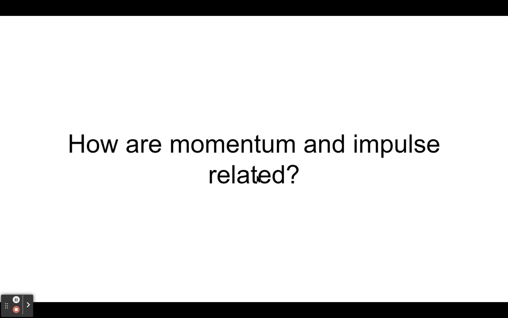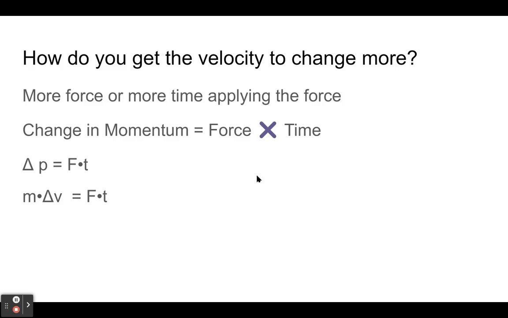So how are they specifically related? Well, it comes down to this: the more force or more time applying the force means that you're going to have a bigger change in momentum, and that change in momentum is then going to be equal to your force times time. So my change in momentum is equal to force times time. Change in momentum is mass times how much your velocity changes, and force times time is your impulse.